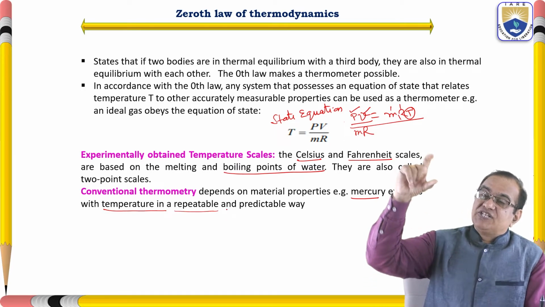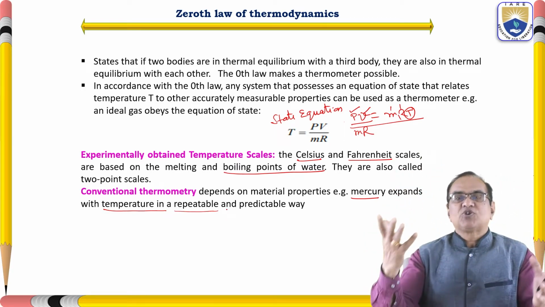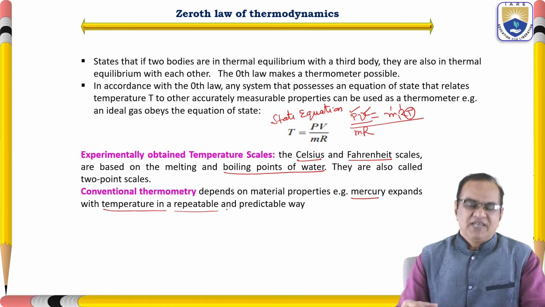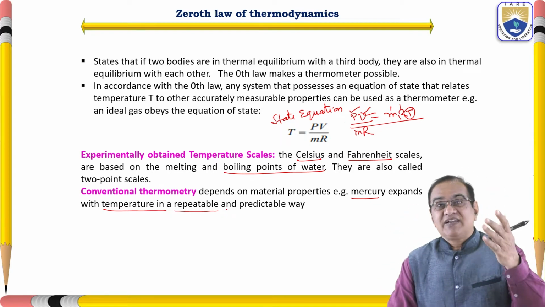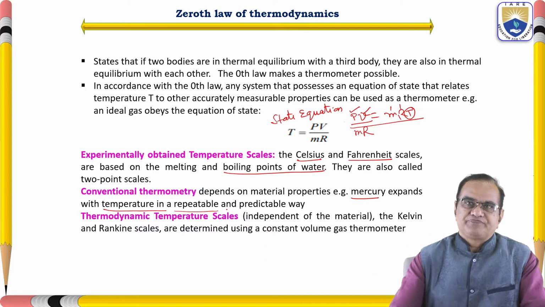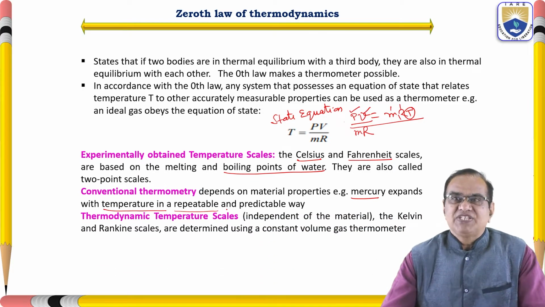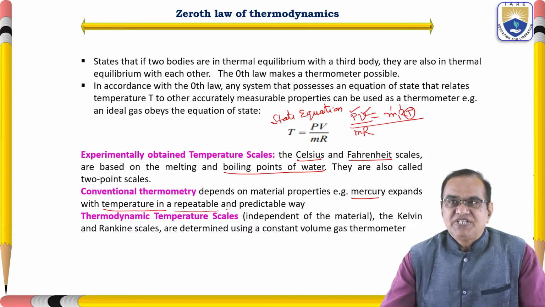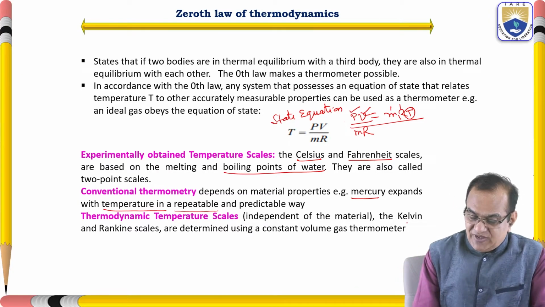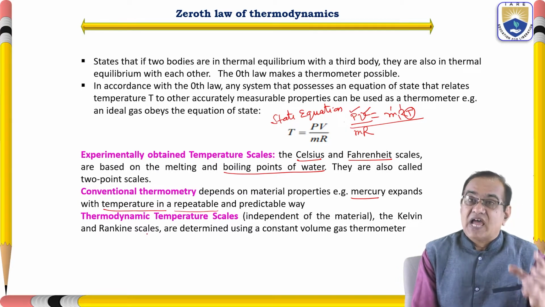So the distance of your mercury will show how much temperature you have. Like this, it was very nicely done, and the zeroth law gives this type of measurement. Thermodynamic temperature scales depend upon the material. The Kelvin and the Rankine scales are determined using a constant volume gas thermometer. So the Kelvin and Rankine scales are absolute scales.